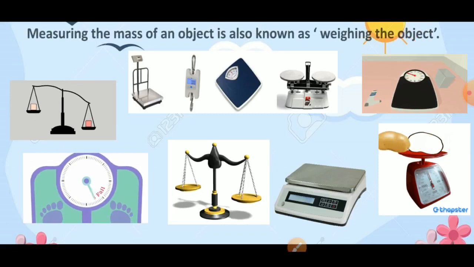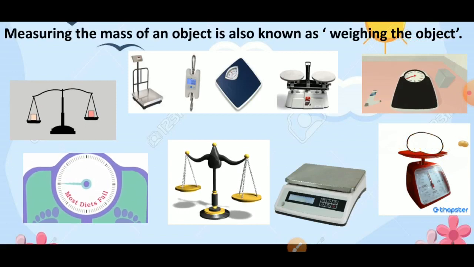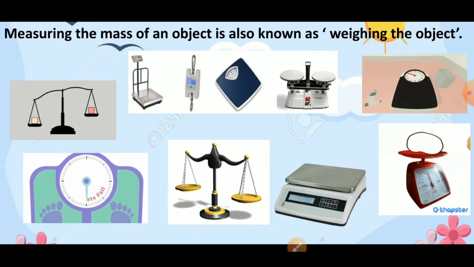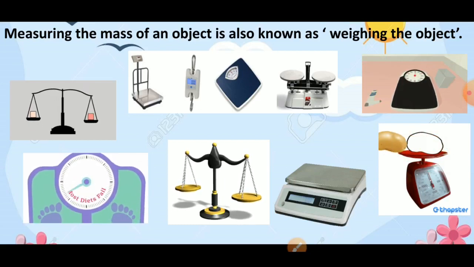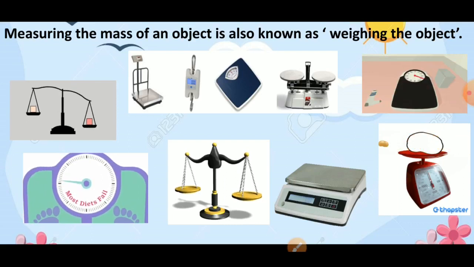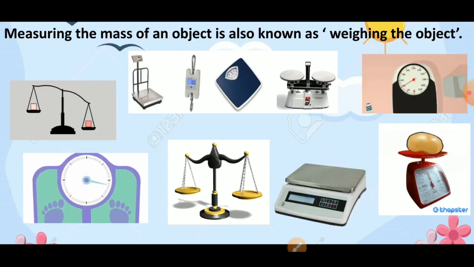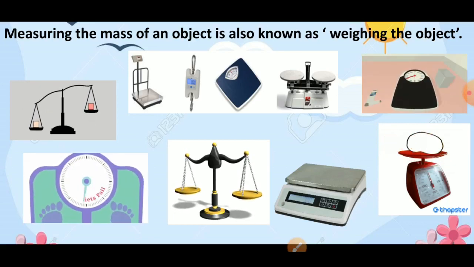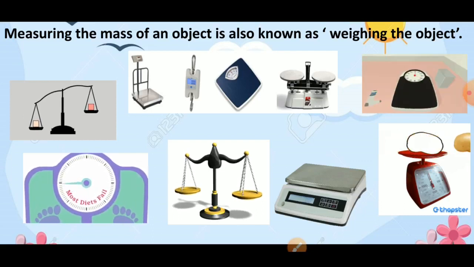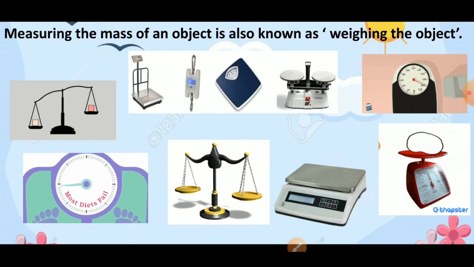Measuring the mass is also known as weighing the object. We use different weighing scales or weighing machines to weigh the objects. When two objects' weights are equal, the two pans of the weighing scale are said to be balanced and stay at the equal level. And when one object is heavy and one object is lighter, the pan with the heavier object goes down. The pan with the lighter object goes up.